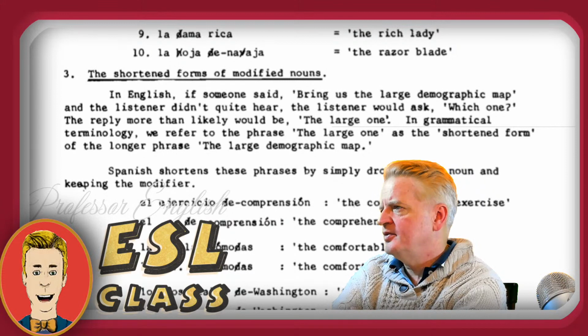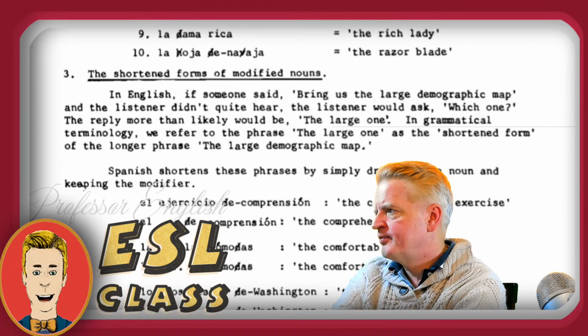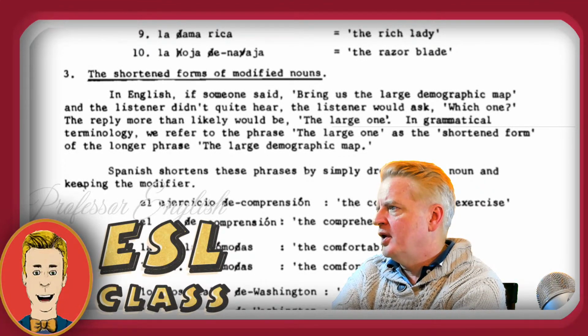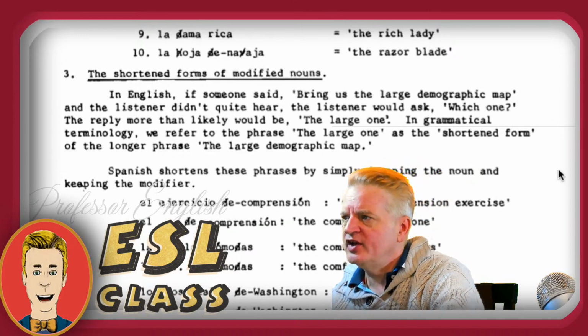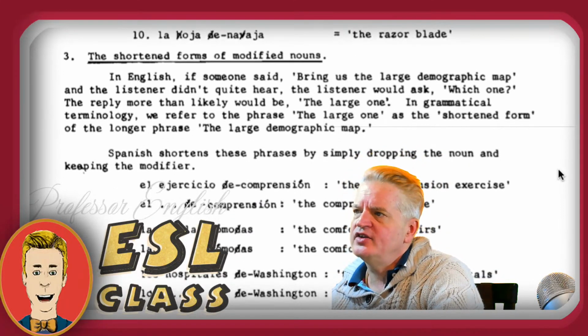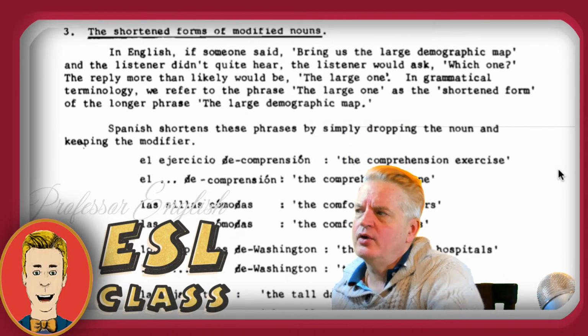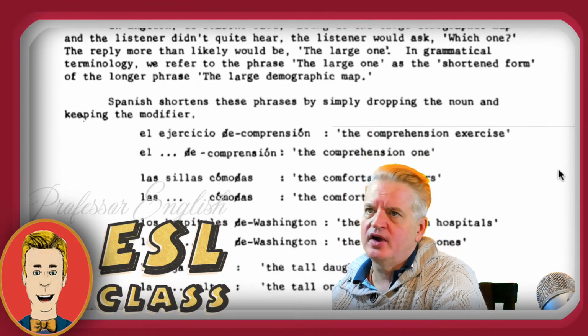Shortened forms of modified nouns. In English, someone said, bring us the large demographic map. And the listener didn't quite hear. The listener would ask, which one? The reply more than likely would be the large one. In grammatical terminology, we refer to the phrase the large one as a shortened form of a longer phrase, the large demographic map.